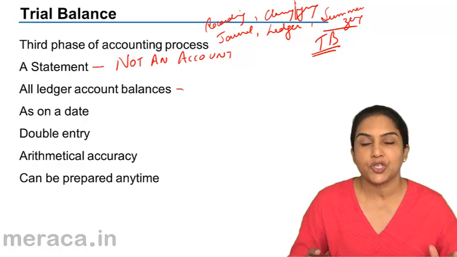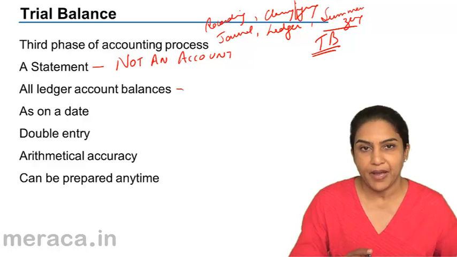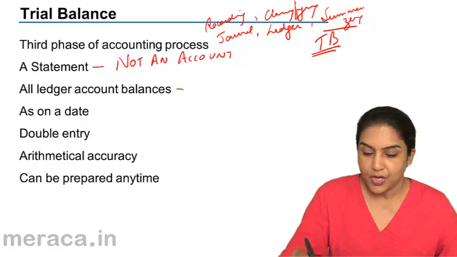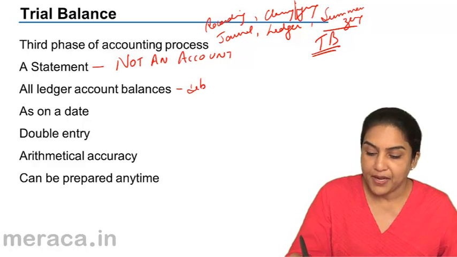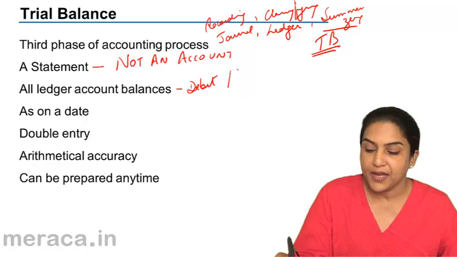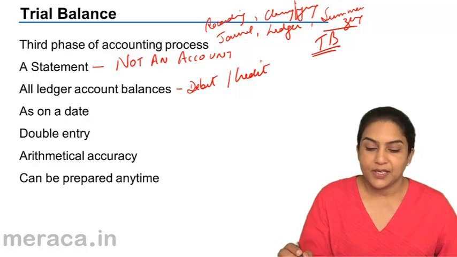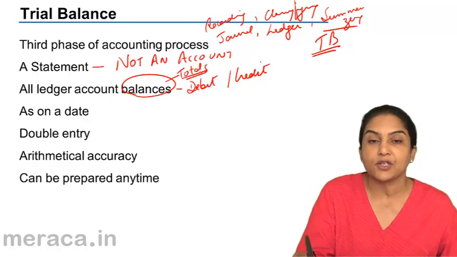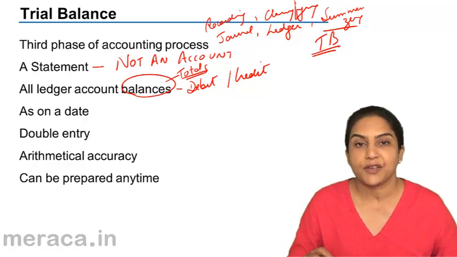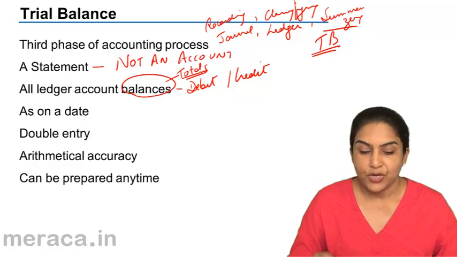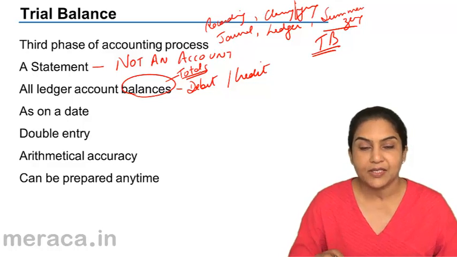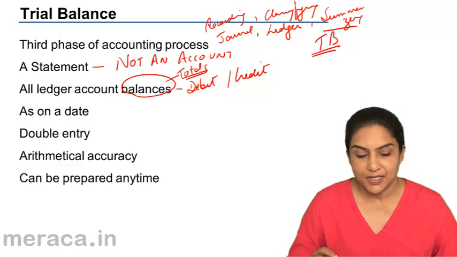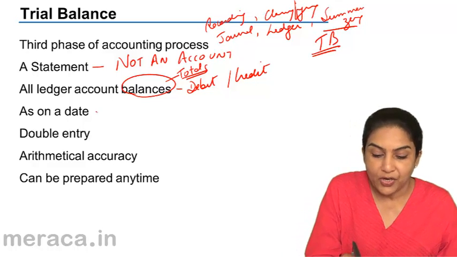If you remember, when we posted to a ledger, it had a debit balance when the debit side was more. It had a credit balance when the credit side was more. So account balances may be debit or may be credit. Sometimes they don't use balances. Sometimes there is a method by which they use the entire totals, the entire total which was there in the ledger account. So first and foremost, trial balance is a statement containing all ledger account balances as on a particular date.